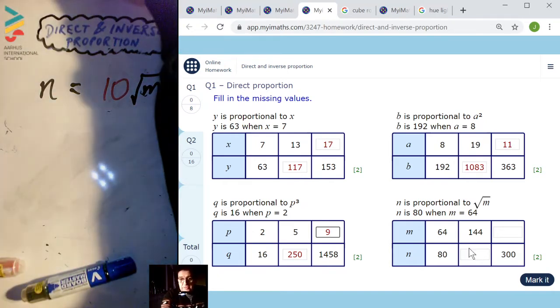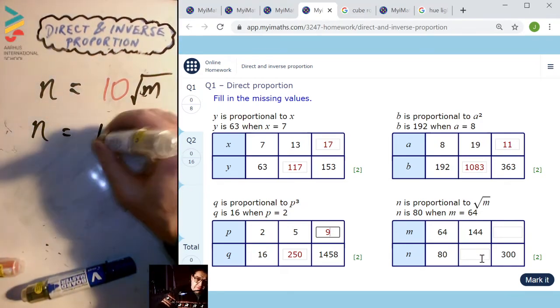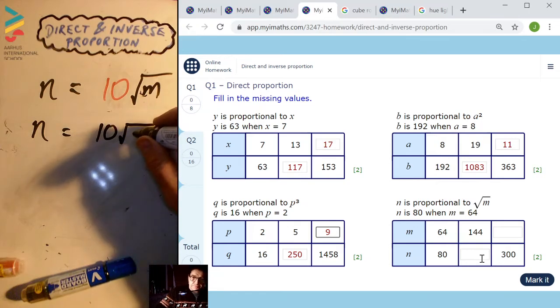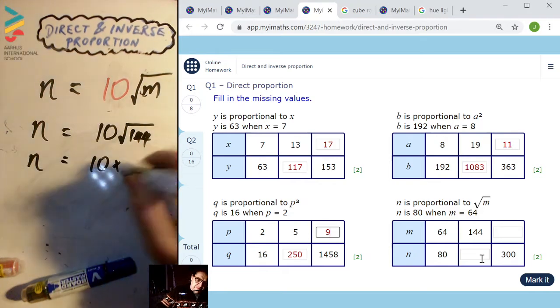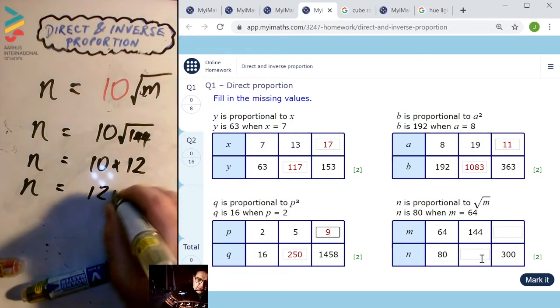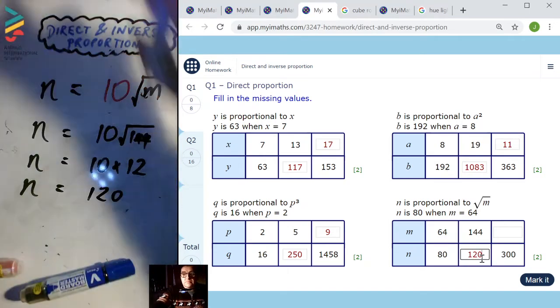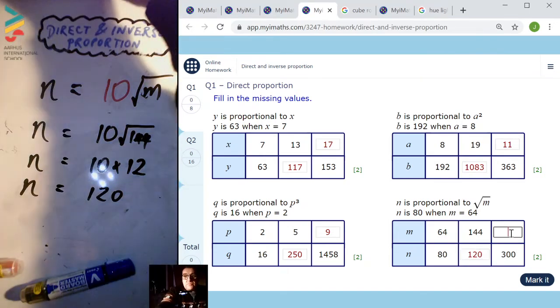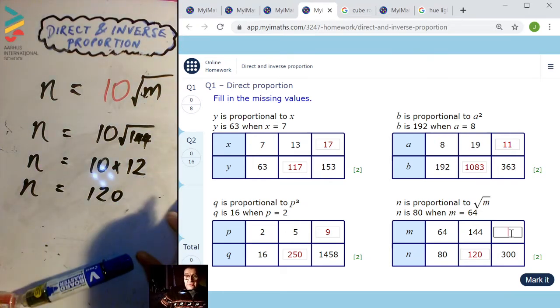So now we figured out the relationship, we can fill in the gaps in the table. M equals 144, figure out what n is. Okay, so n equals 10 times the square root of 144. N equals 10 times, well, that's a nice easy 12. N equals 10 times 12, which is 120. So fill in 120. And then the very last one, when n equals 300, got to figure out what m is equal to.